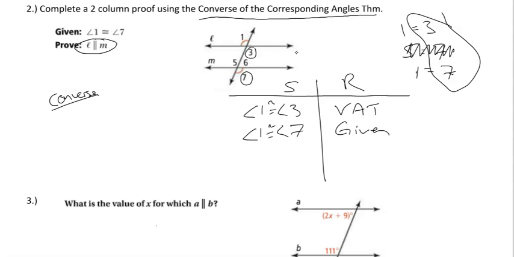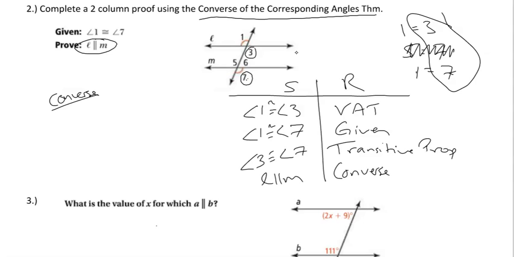I could even have made it flow nicer by saying 3 is to 1, 1 is to 7. But this also works. And now we can say angle 3 is congruent to angle 7. I'm going to call it transitive property this time. And now that I know that we have corresponding angles that are congruent in our proof, I can finish and say L is parallel to M by the converse of corresponding angles theorem.